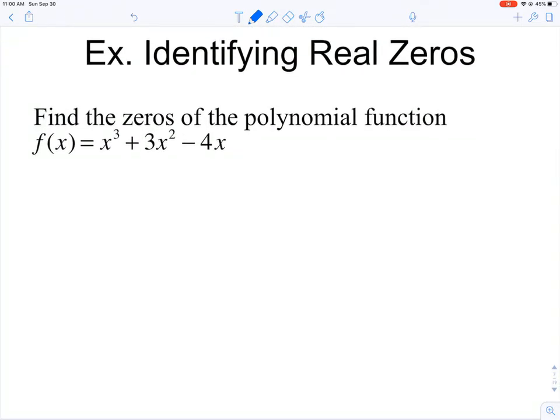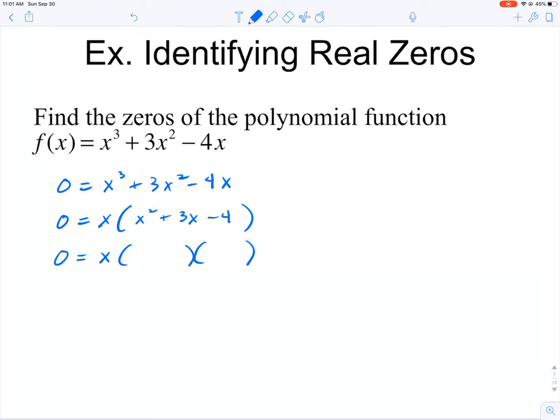Okay, so we are going to find the zeros of this polynomial function, and we're going to rely on our Algebra 1 way of identifying these real zeros. So we're going to set f of x equal to 0, and we're actually going to solve for the roots of this polynomial equation first. And then remember, the roots will end up corresponding to the real zeros of the polynomial function. So notice that this is a third-degree polynomial function, and there's a GCF. The GCF is x, so I'm going to factor x out. And then this quadratic factor will also factor to x plus 4 times x minus 1.